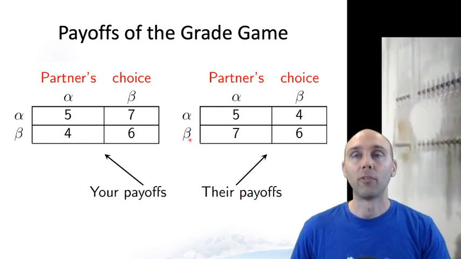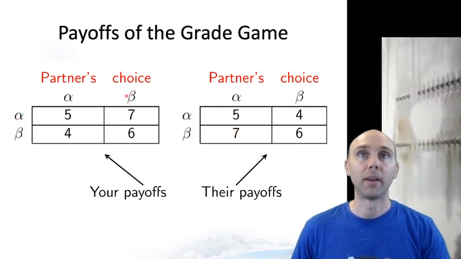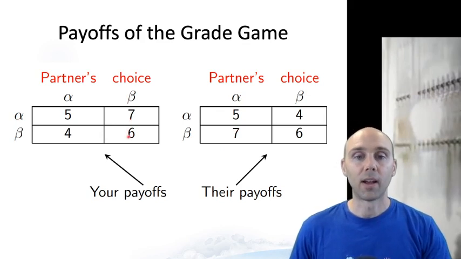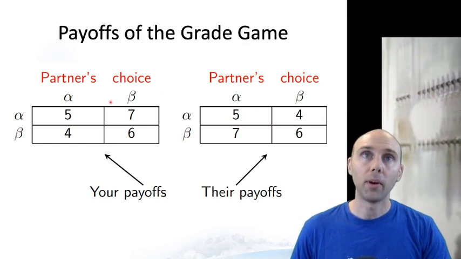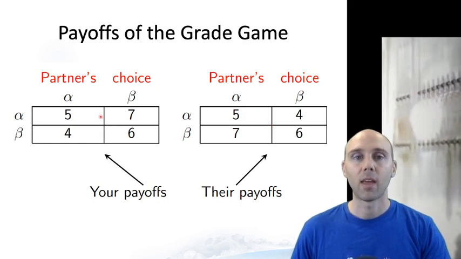So here, we've always got your choice. So if you choose beta and they choose alpha, they get a 7. In the same way that if you choose alpha and they choose beta, you get a 7. So what I'm going to do now is to simplify this payoff table by taking their choices and merging them with our payoffs. We'll do that as follows.